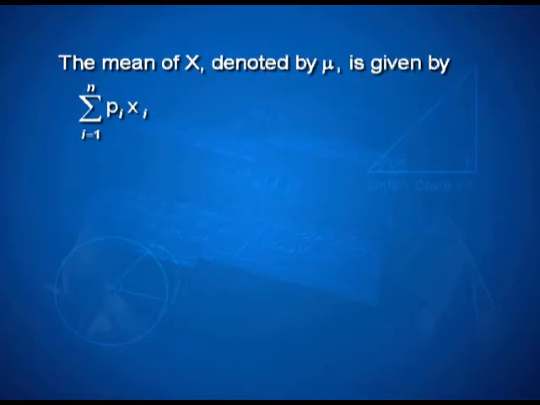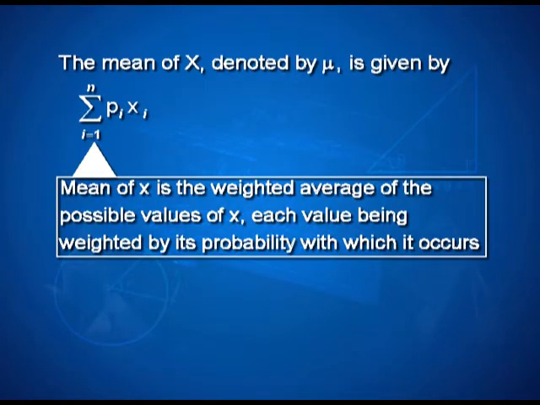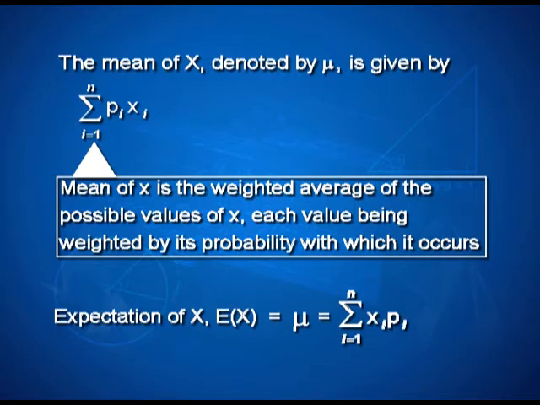So, it is the same as the sum of observations divided by the number of observations. At the same time, the mean of x is also understood as the weighted average of the possible values of x, where each value is weighted by the probability with which it occurs. We also call it the expectation of x. So, E of x is the same as mu, that is, summation of xi pi, with the summation running from 1 to n.